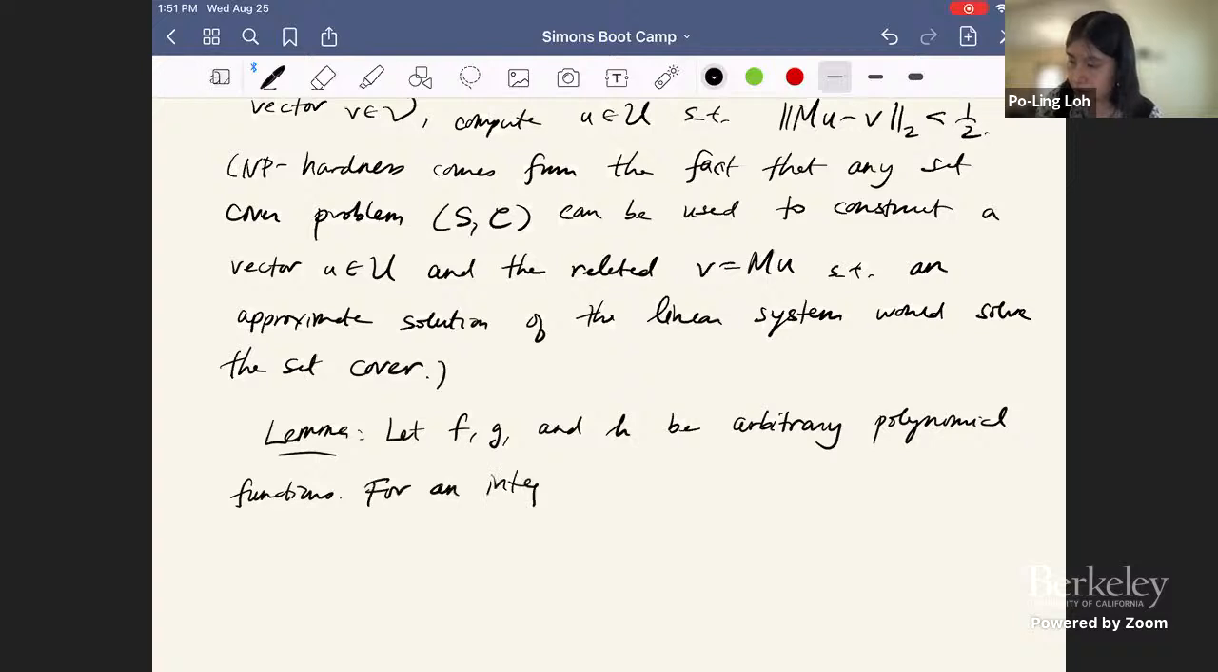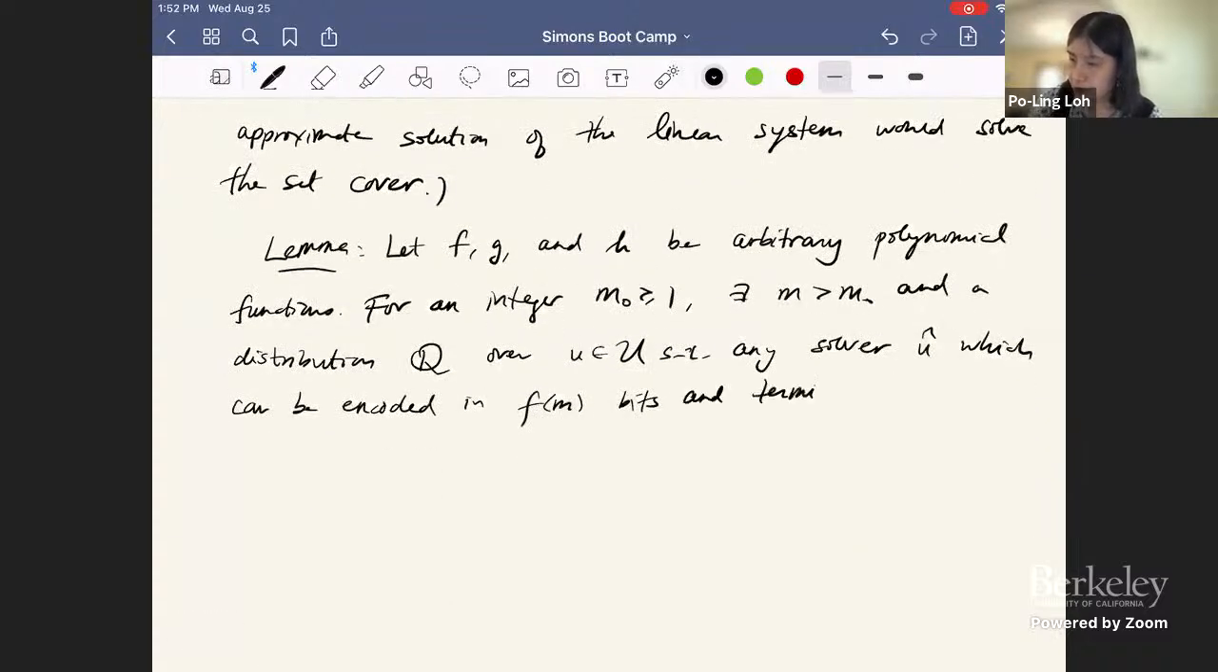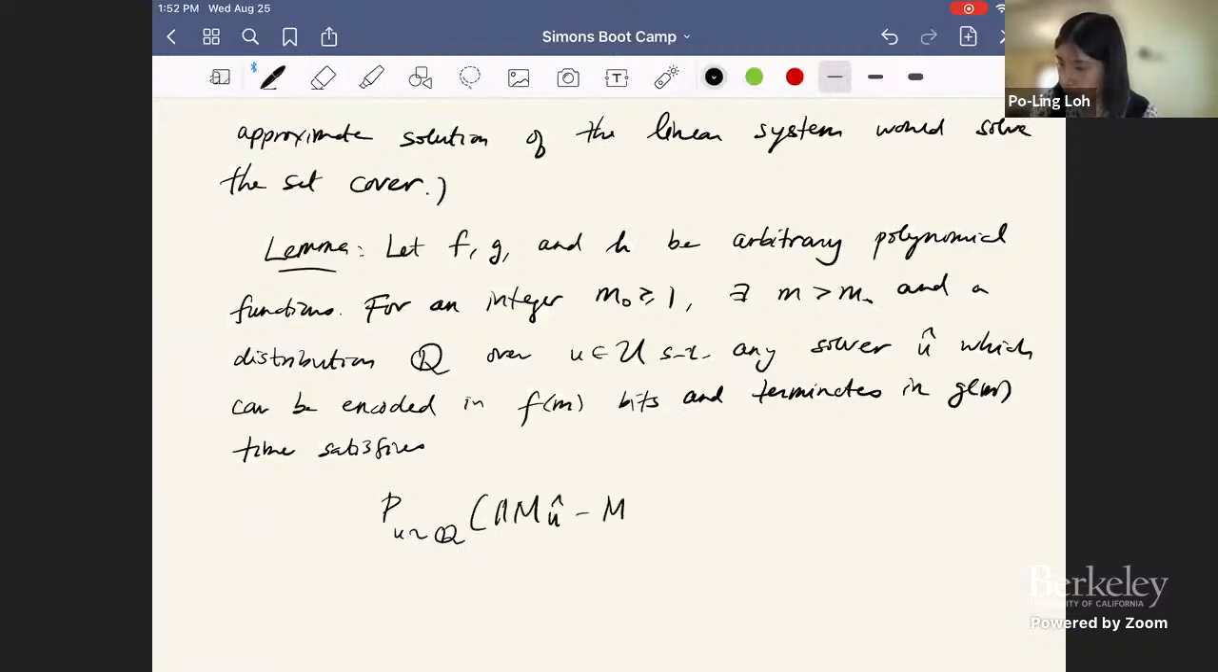Then for an integer m0 bigger than or equal to 1, there exists m bigger than m0 and a distribution, let's call it Q, over the set of U, such that any solver U hat, which can be encoded in f of m bits and terminates in g of m time, satisfies that the probability that U is coming from U, mu hat minus mu, 2 norm less than 1/2 is bounded by 1 over h of m.